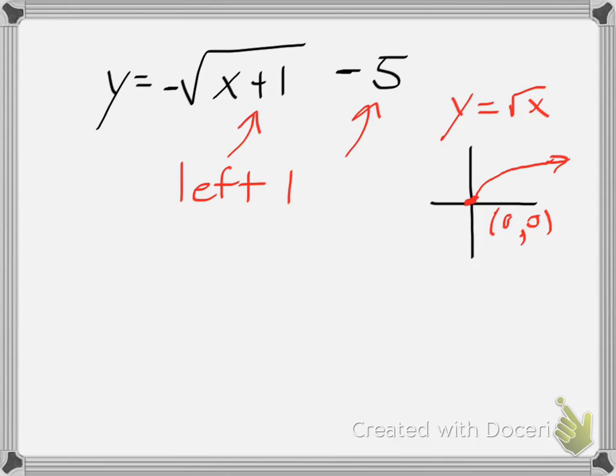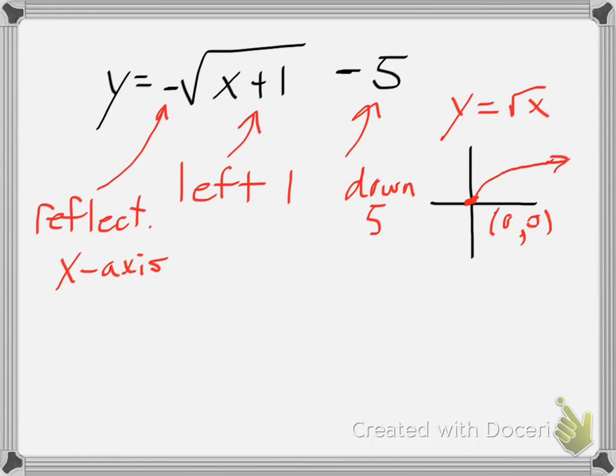Outside the radical, I take it at face value. So in other words, minus 5 means I move down 5 units. And finally, I have a negative on the outside of my radical. Negatives in front of the function itself, or in front of the variable, refer to reflections. There's two types: reflection over the x-axis, reflection over the y-axis. This reflection is going to be over the x-axis.